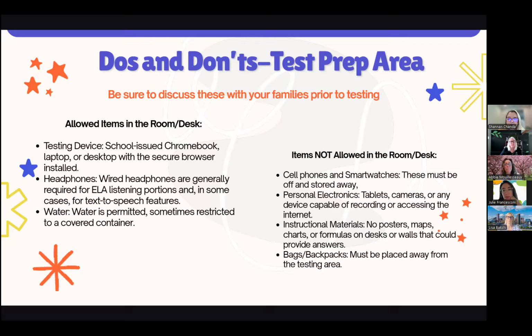And this is kind of a big one, instructional materials. No posters, maps, charts, or formulas on desks or walls that could provide answers. They may have a math chart up on the wall in the testing room, and that would come in really handy to a third grader who's taking the CAST test for the first time. So just remind them that things they take for granted, that they may have hung up a year and a half ago, might actually be something that a student should not have in a testing room. And then bags or backpacks. Those should be placed away from the testing area.